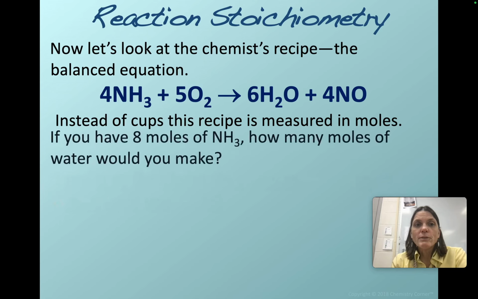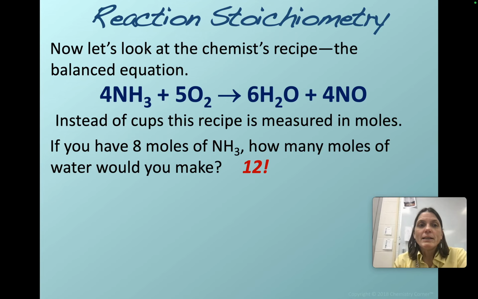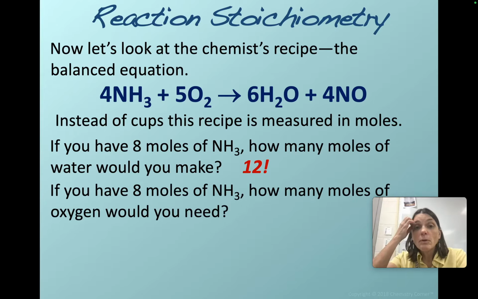All right, so the first thing we're going to think about is, if you had 8 moles of ammonia, how many moles of water would you make? Well, we know that for every 4 moles of ammonia you react, you're going to make 6 moles of water. So if you have 8 moles, then you're going to get 12 moles of water. If you had 8 moles of ammonia, how many moles of oxygen would you need? Well, we would need twice as much oxygen to react with twice as much ammonia.